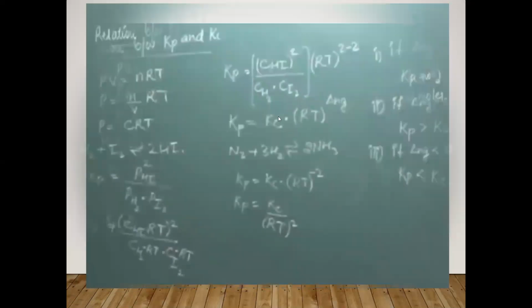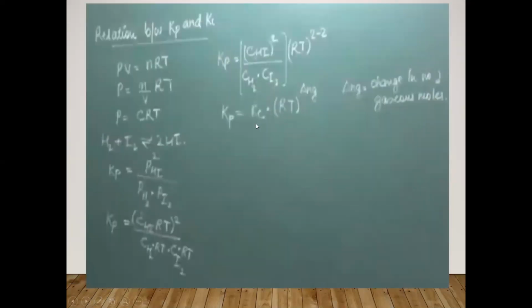So what will be the relation between Kp and Kc? Kp is equivalent to Kc into (RT) power delta Ng, where delta Ng is the change in the number of gaseous moles, R is the universal constant, T is the temperature, Kp is the equilibrium constant in terms of pressure, and Kc is the equilibrium constant in terms of concentration. So this formula we have derived: Kp is equivalent to Kc (RT) power delta Ng. If we have Kp, we can calculate Kc, and if we have Kc, we can calculate Kp with the help of this formula. So this derivation is also very important. Clear?